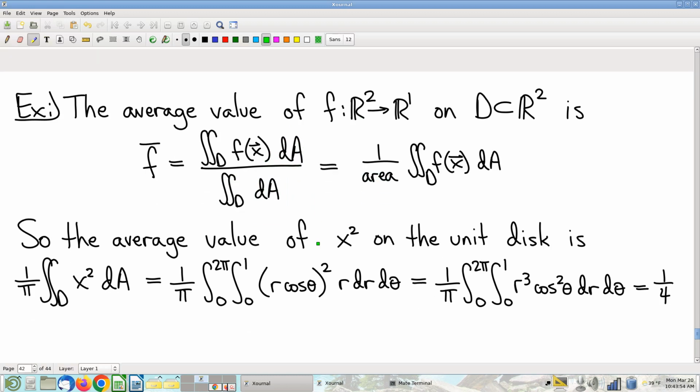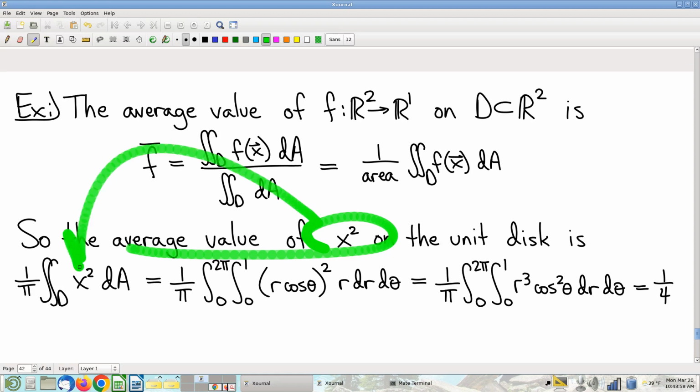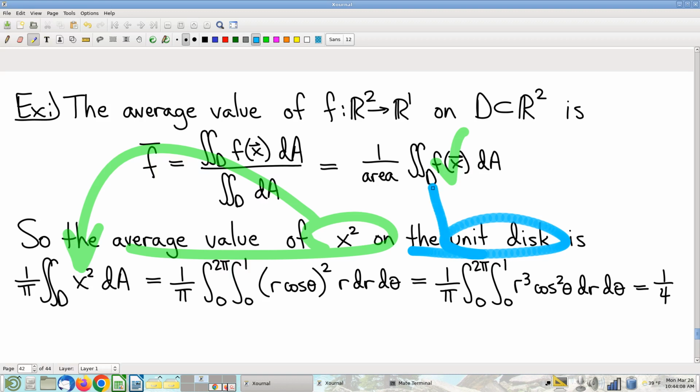Let's do an example. Let's find the average value of this function x squared, which goes there, per that. We're doing this on the unit disk. The unit disk is my domain. Conveniently, we already know the area of the unit disk. That area is pi.